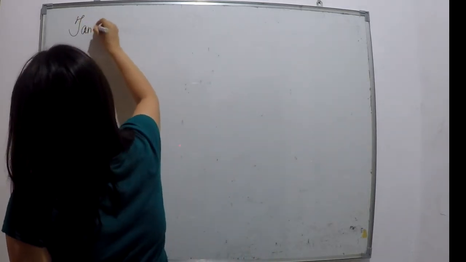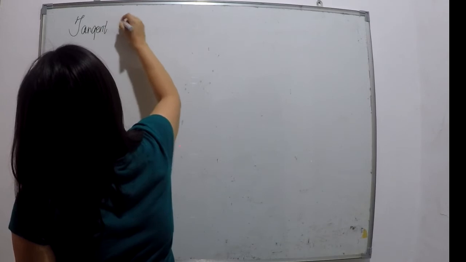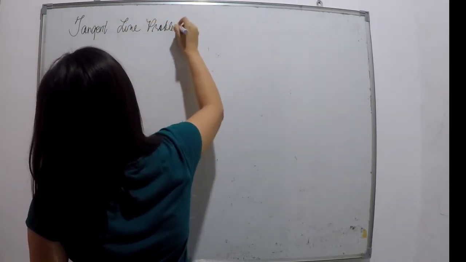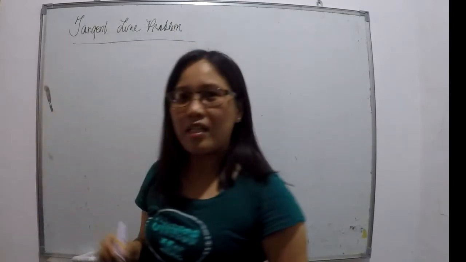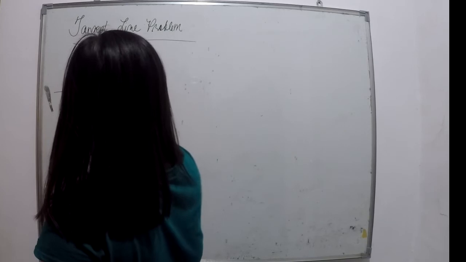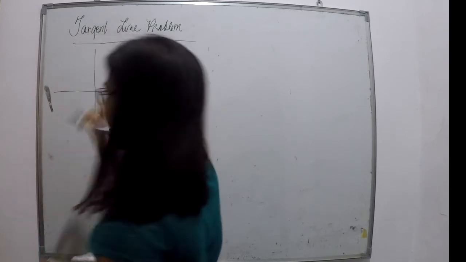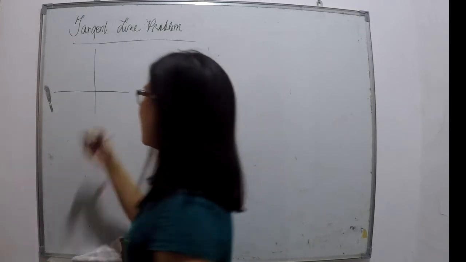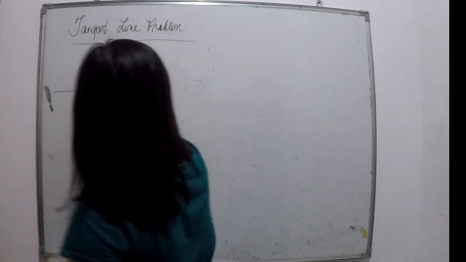Tangent line problem. Suppose we are given the function y is equal to x squared. What's the graph of y is equal to x squared? It's a parabola opening upward. So the graph looks like this.